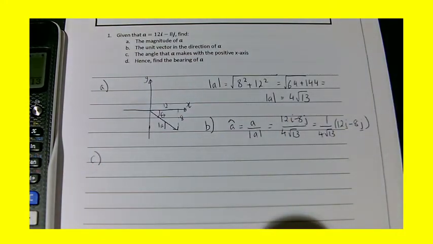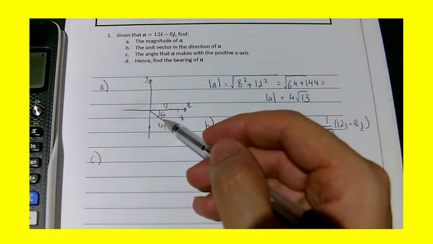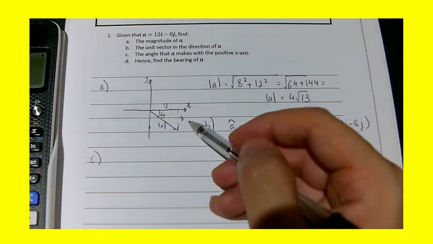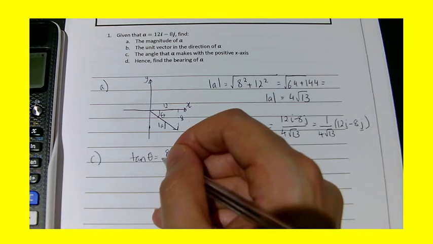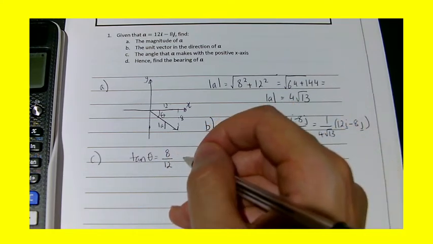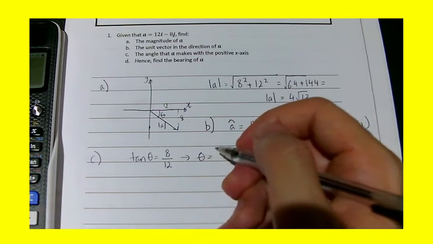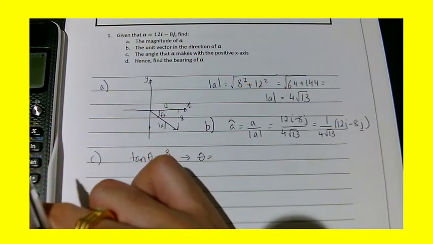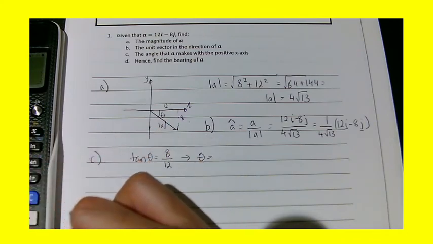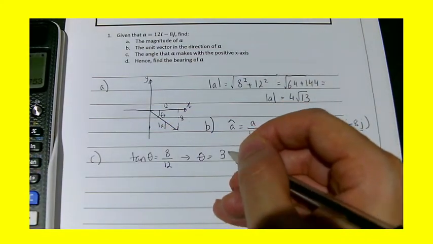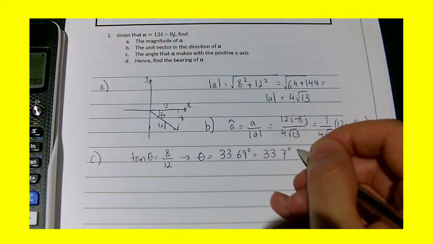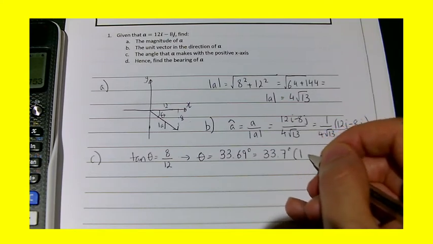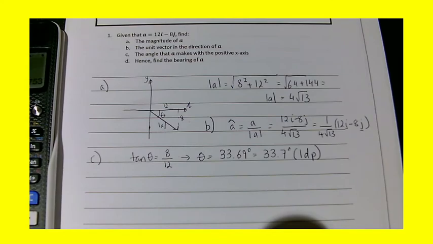Then we need to find the angle that the vector a makes with the positive x-axis. Again, what do I have here? I've got opposite and adjacent. So tan theta equals opposite over adjacent. Therefore, theta equals shift tan, and I get 33.69 degrees, which I'm going to round to one decimal place: 33.7 degrees. That's the angle it makes with the positive x-axis.